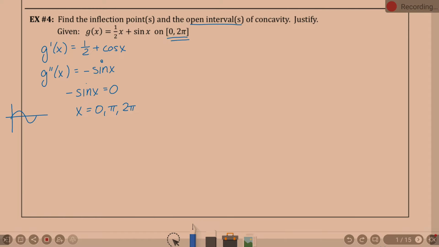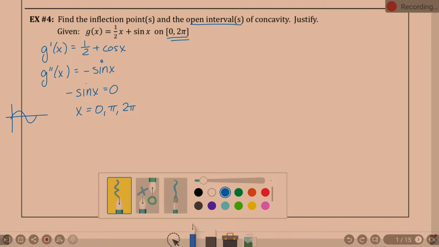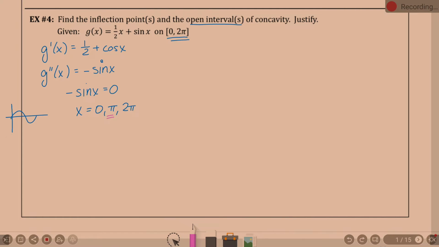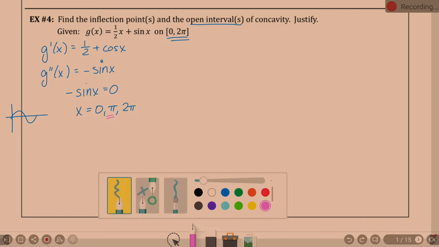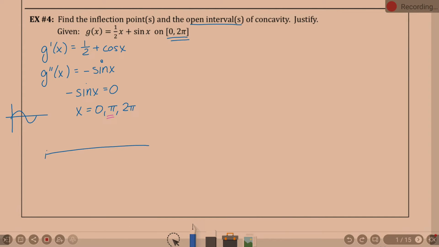Our focus is going to be pi, because 0 and 2 pi are going to be my endpoints. So set up your number line to test. The endpoints, because we're on the interval 0 to 2 pi, are 0 and 2 pi, and we have a pi in here. This is our second derivative. We're trying to test for inflection points and concavity. So when we plug these values back in, we're plugging them into the second derivative.